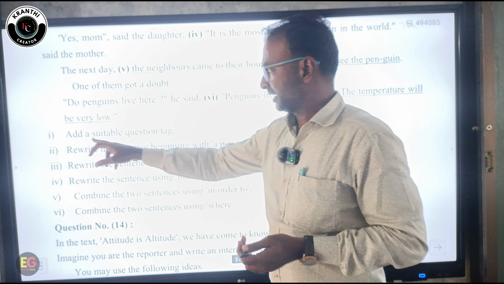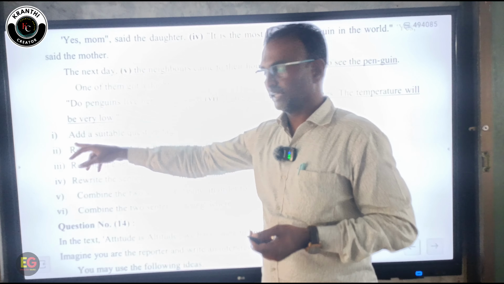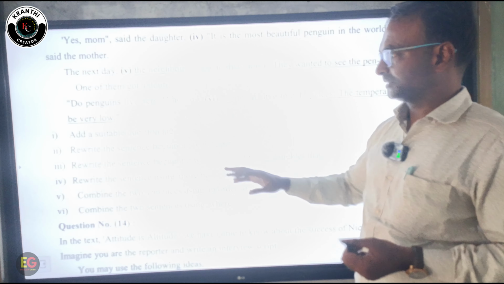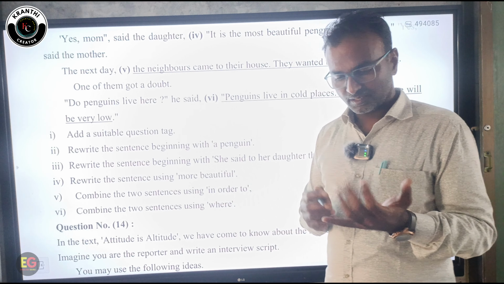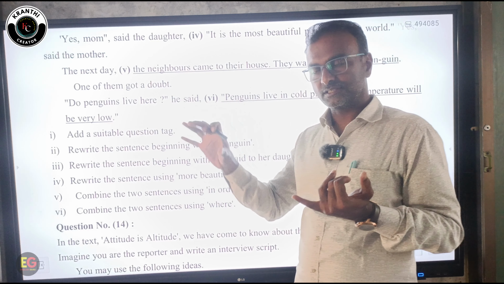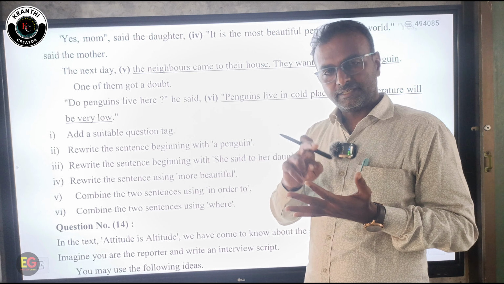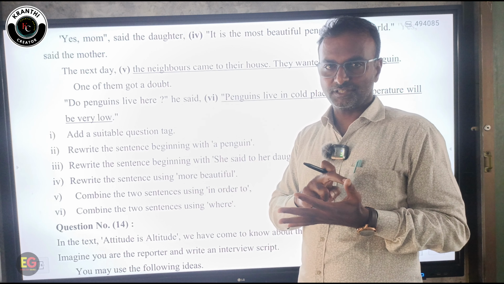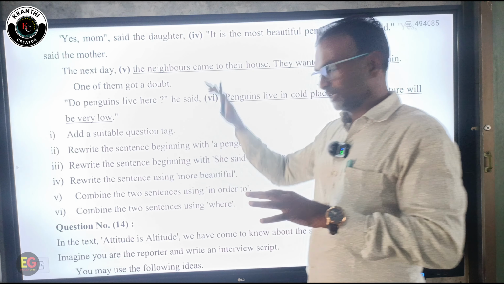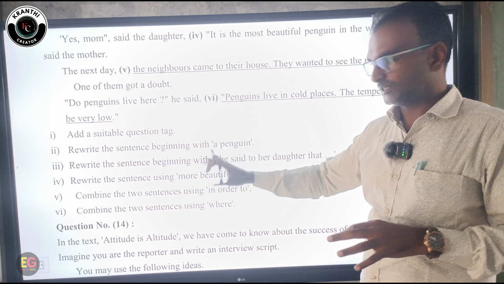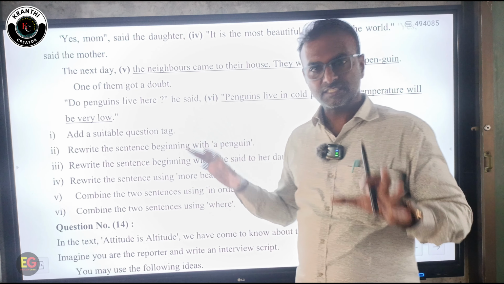Here it is asked, add a suitable question tag. Open your answer script, number it 13(1), and write the question tag for that. In this area, the major grammar areas covered, mostly compulsory bits, are question tags, active passive, direct indirect, degrees of comparison and conjunctions. These are the most preferred areas in which you have to concentrate to finish this bit and score 8 out of 8. Try to answer all the 6 bits.